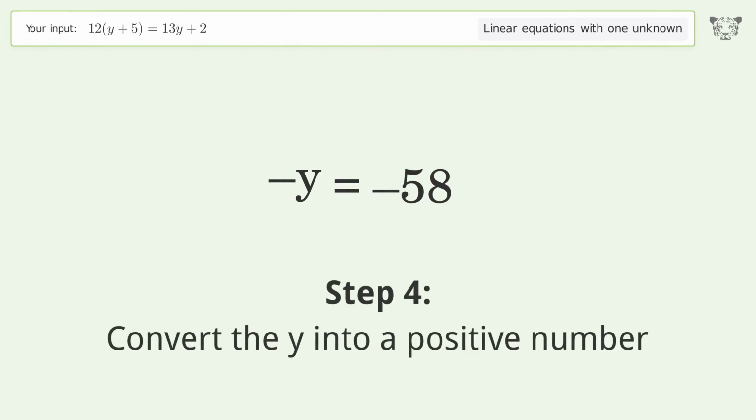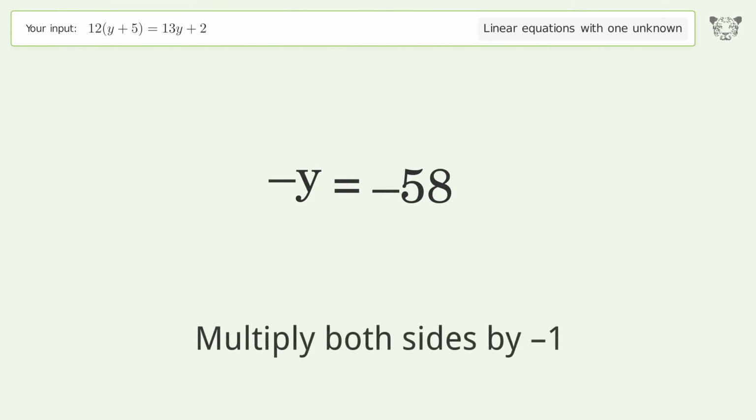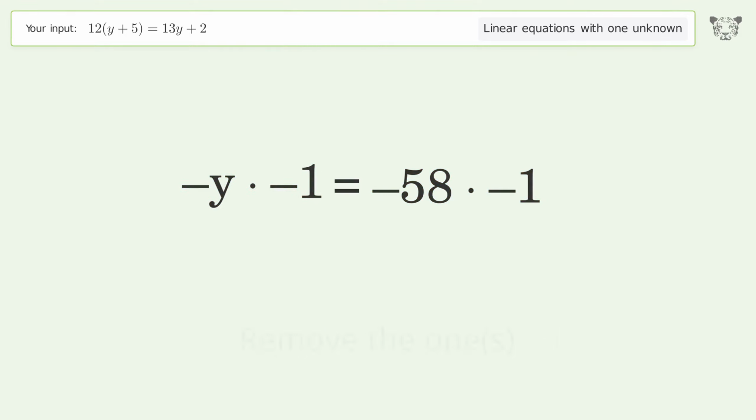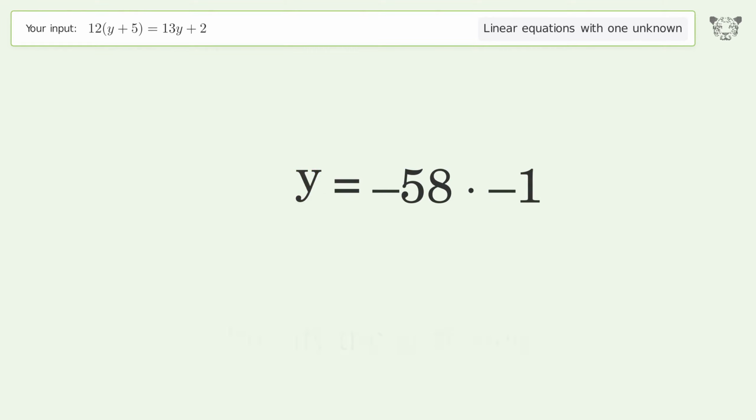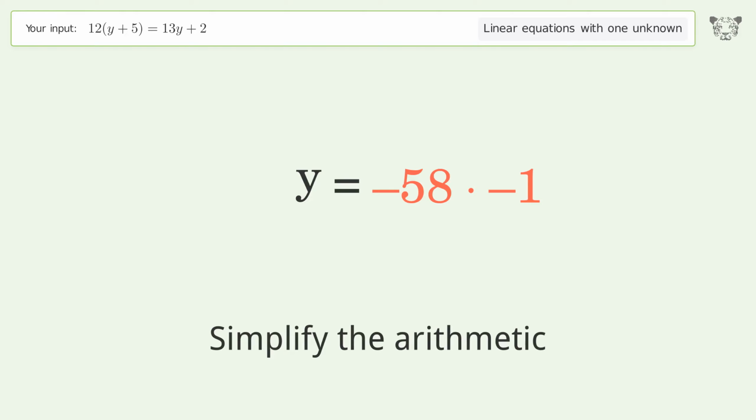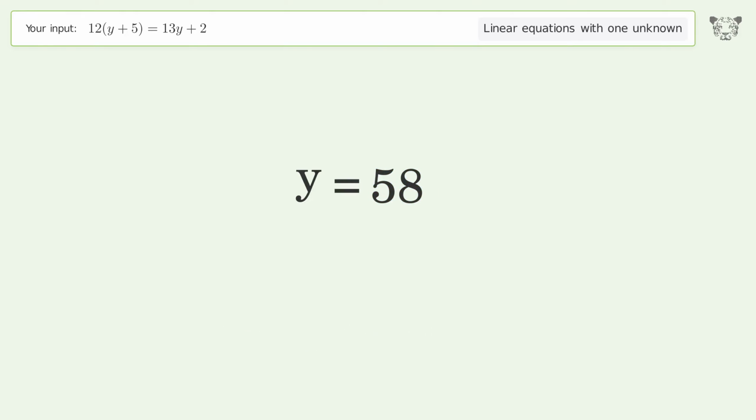Convert the y into a positive number. Multiply both sides by -1. Remove the ones. Simplify the arithmetic. And so the final result is y equals 58.